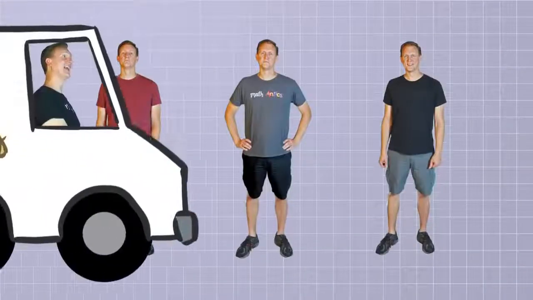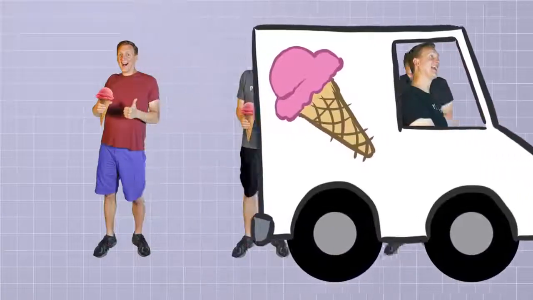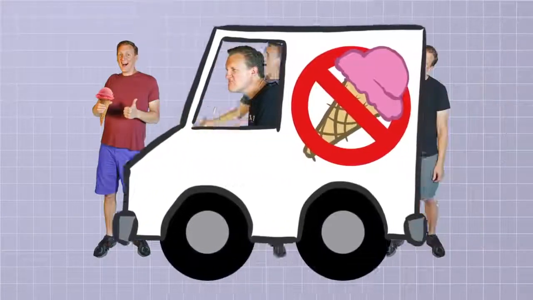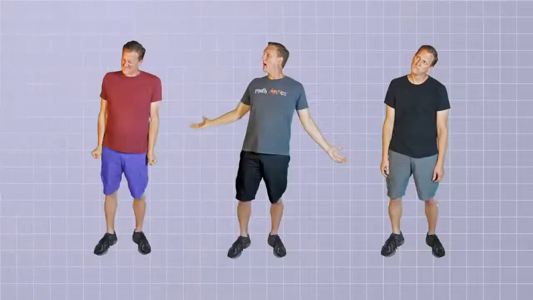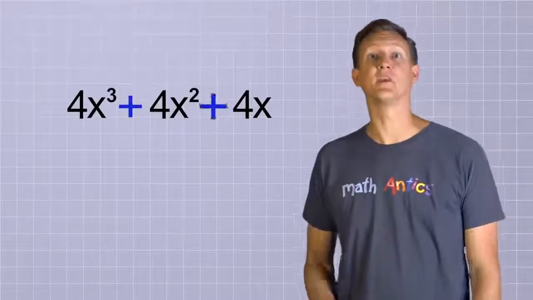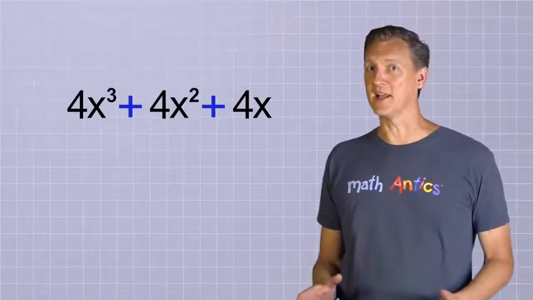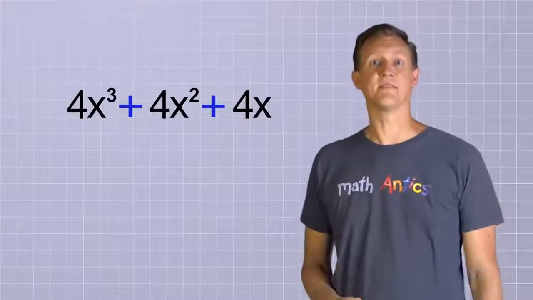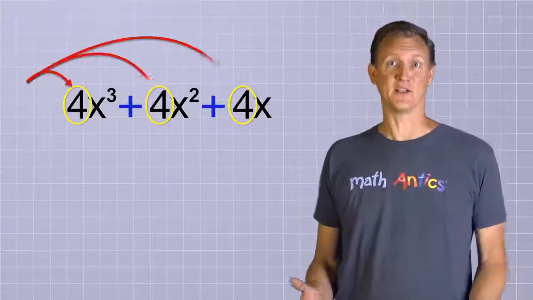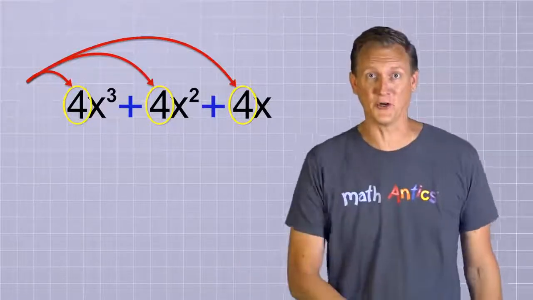So I know what you're thinking. If we can distribute something to each member of a group, can we do the process in reverse and undistribute something? We sure can. Take a look at this polynomial: 4x cubed plus 4x squared plus 4x. Notice that each term of this polynomial has a factor of 4 as its number part. In fact, it kind of looks like someone distributed a factor of 4 to each term.